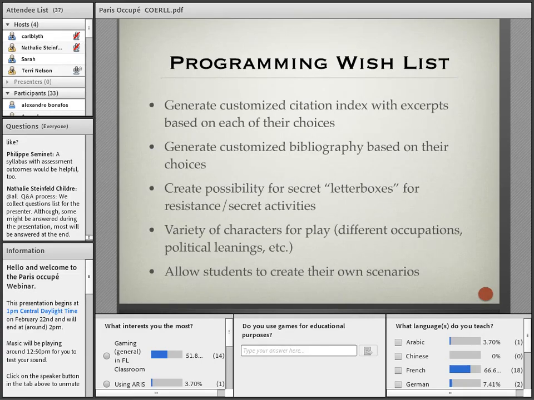And also that there are more varieties of characters for play so that I can have the students choose: are they going to be a communist? Are they going to play it as a Jew? Are they going to play it as a collaborator? That they can have more variety within their choices.